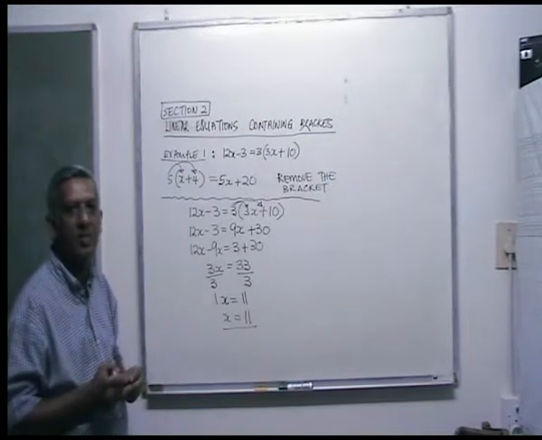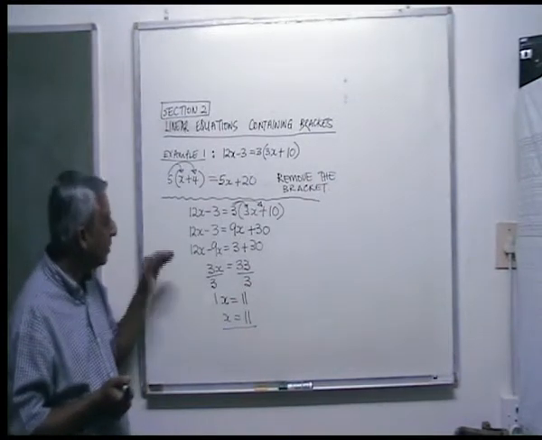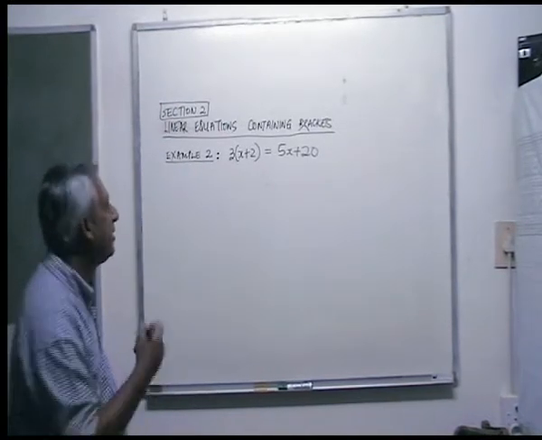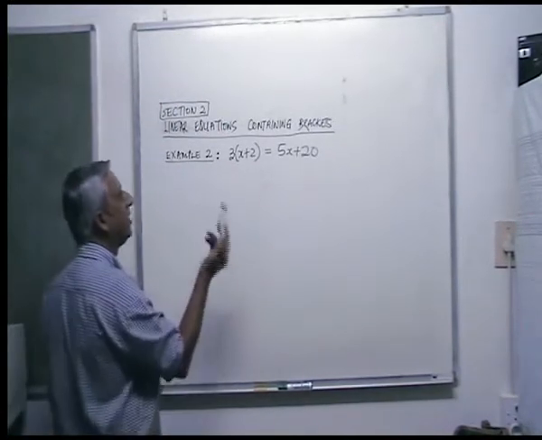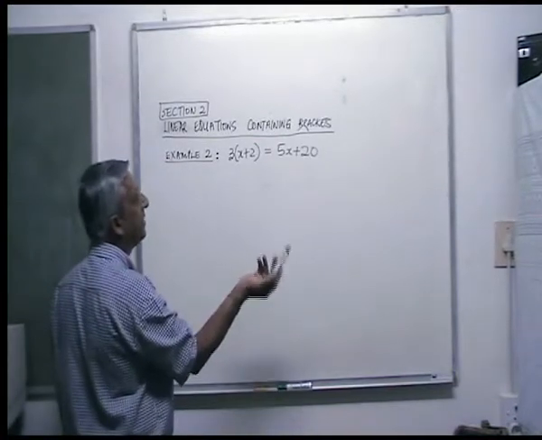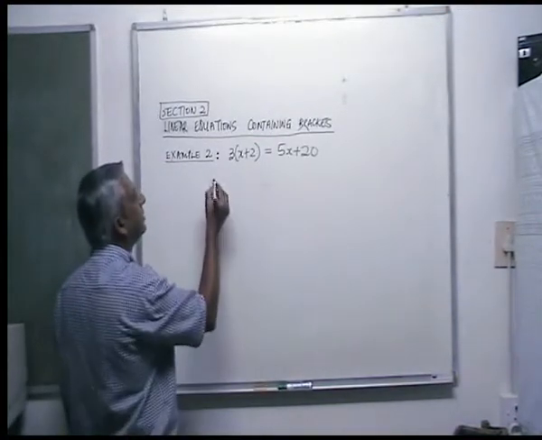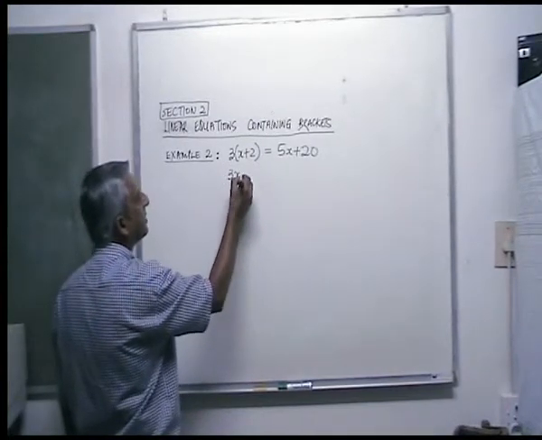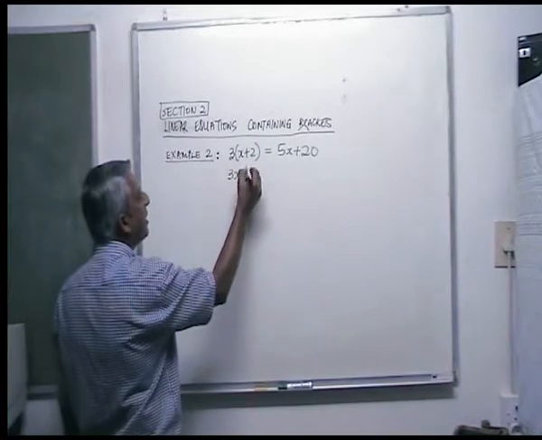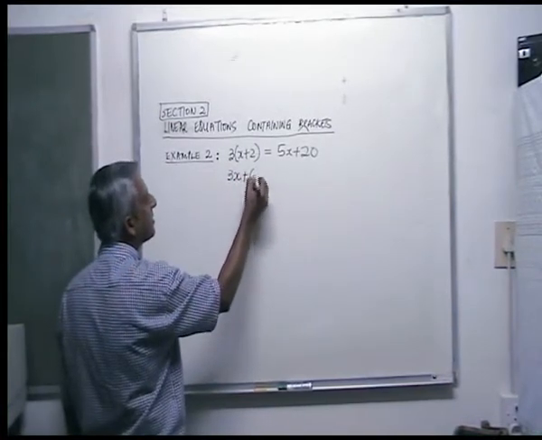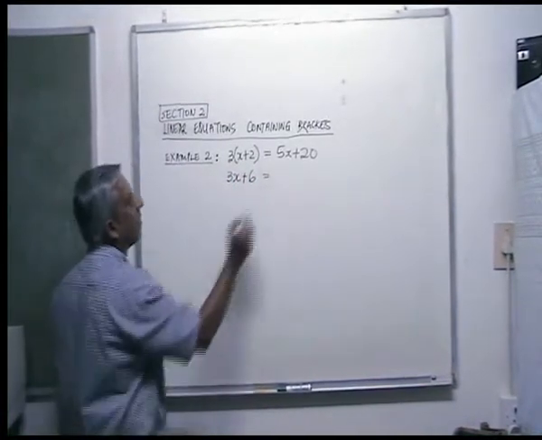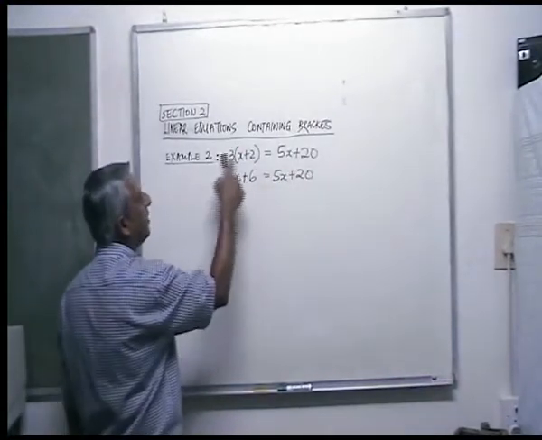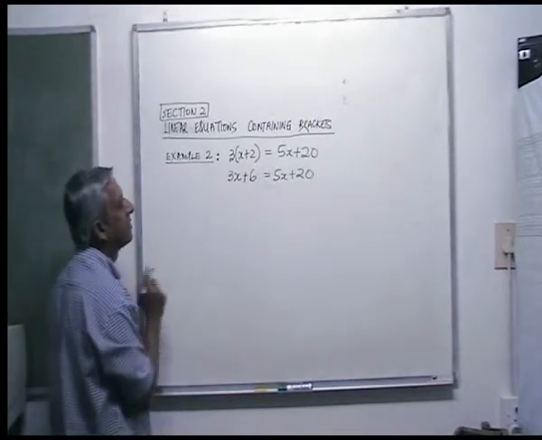Alright, I'm going to do another example containing brackets. Here's another example with brackets. The brackets can be on any side. It could be on the left hand side, the right hand side, or both sides. So I've got to remove the bracket. 3 times x, 3x. 3 times plus 2 is plus 6 is equal to 5x plus 20. So step 1, we removed the brackets.